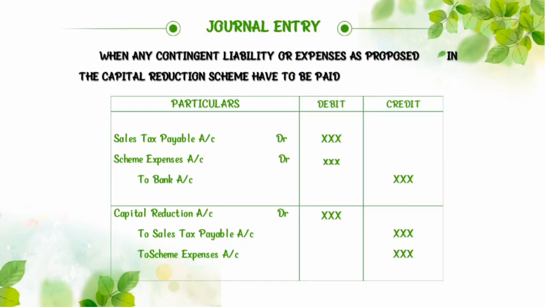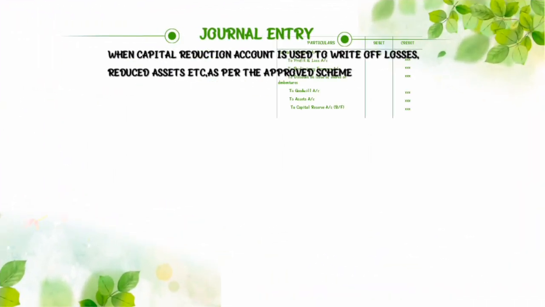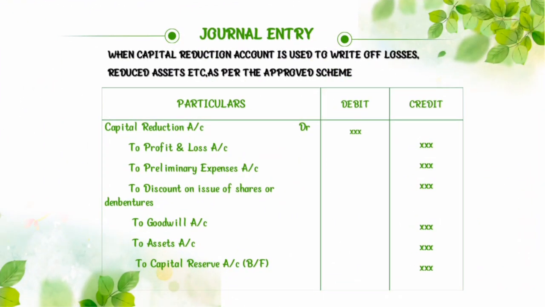Sixth one, when any contingent liability or expenses as proposed in the capital reduction scheme have to be paid, sales tax payable account debit, scheme expenses account debit to bank account, capital reduction account debit to sales tax payable account to scheme expenses account. And the last one, when the capital reduction account is used to write off losses, reduce assets, etc.